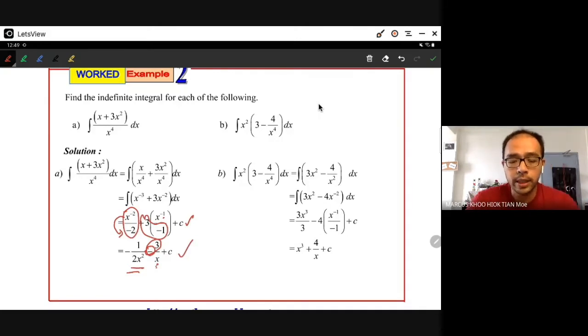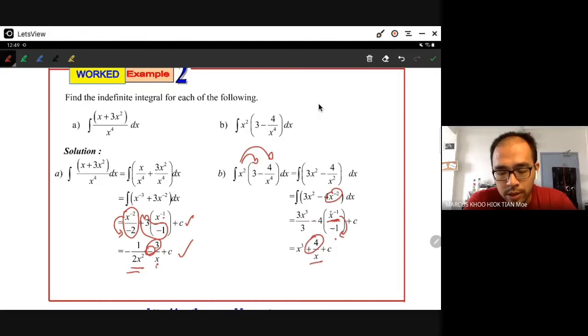Okay, question B. So in order to simplify this, we bring it in, multiply it out. Then you split it up, and then after that you integrate. Okay, you split it up like this. Then you integrate one by one. So x to the power negative 2 will become x to the power negative 1, divided by negative 1. Then negative 4 and negative 1 will give you positive 4. The x, bring down back, so you become power x. This 3 will cancel, so you get x to the power 3. And then of course, because it is an indefinite integral, you plus c.